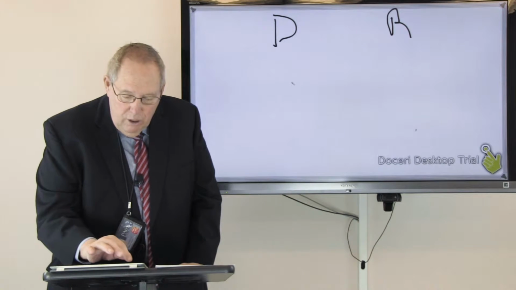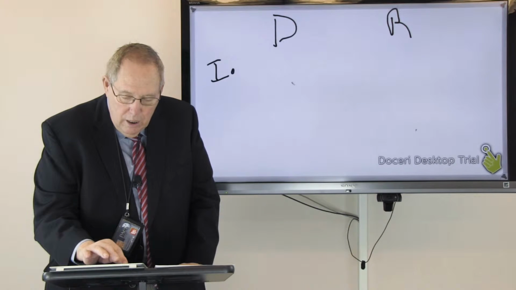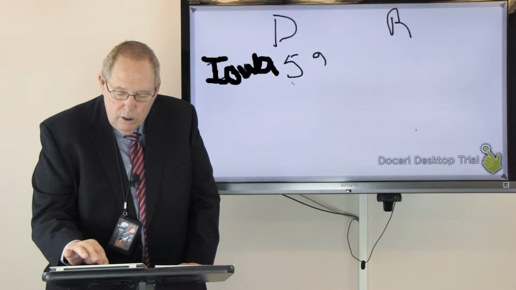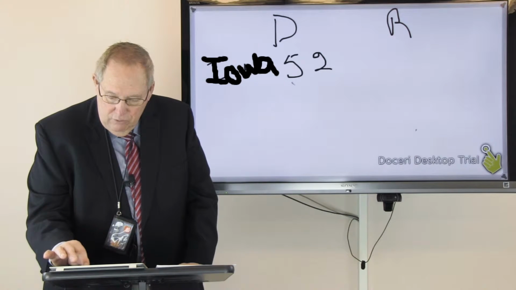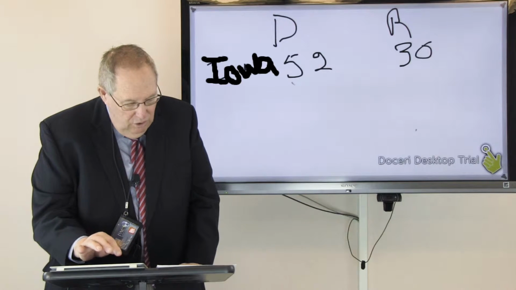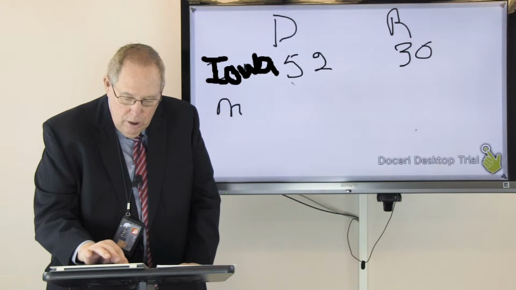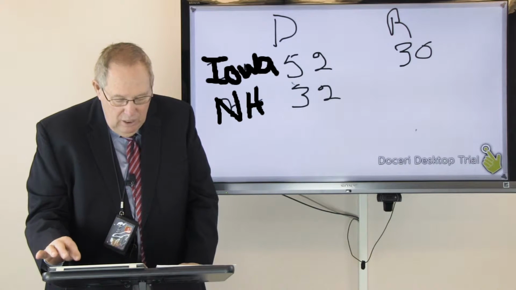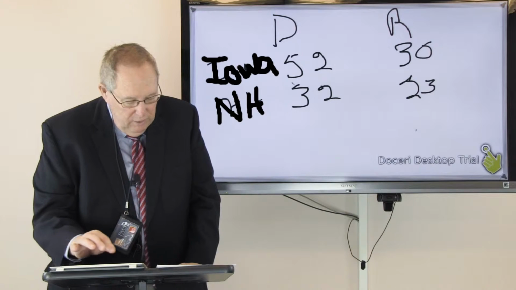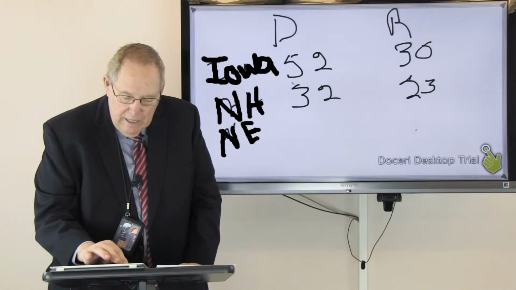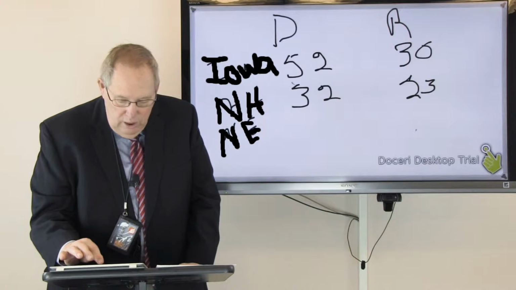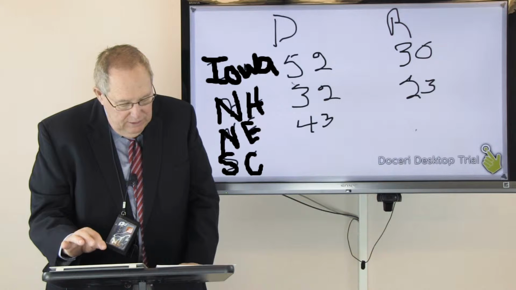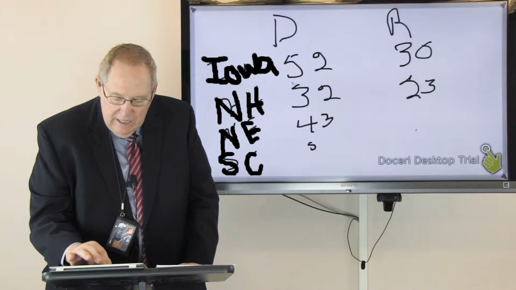In terms of Iowa, the Democrats are picking 52 delegates. The Republicans are picking 30. In terms of New Hampshire, 32 for the Democrats, 23 for the Republicans. In terms of Nevada, it's 43 for the Democrats. South Carolina, the Democrats are picking 59.